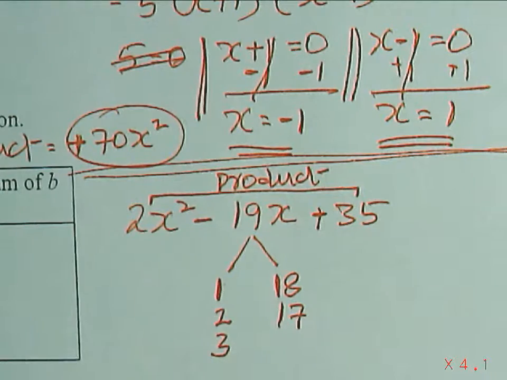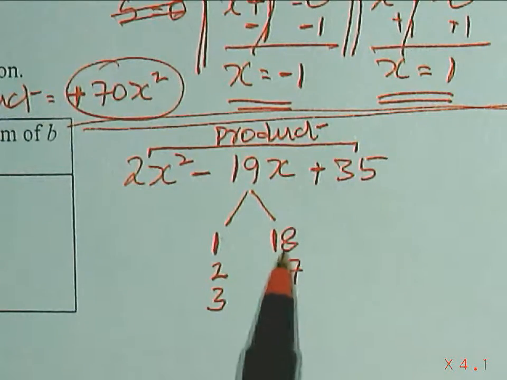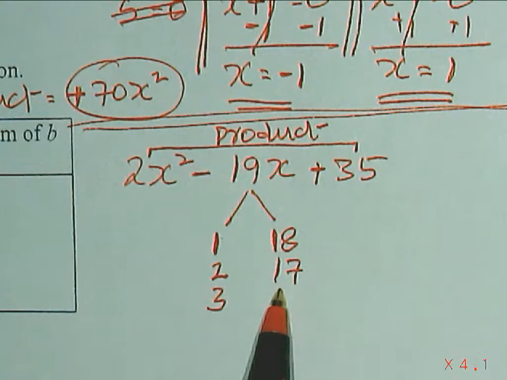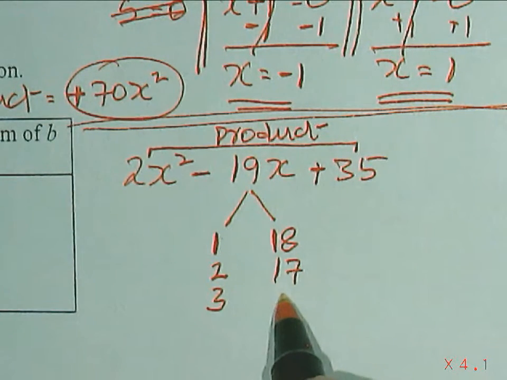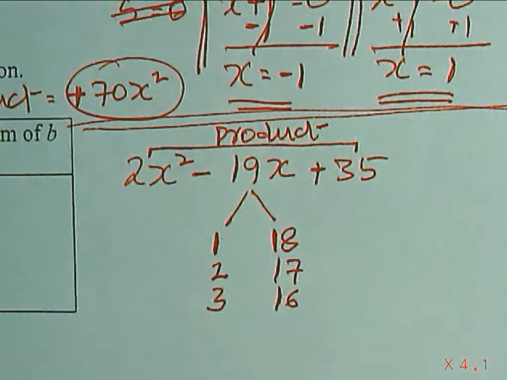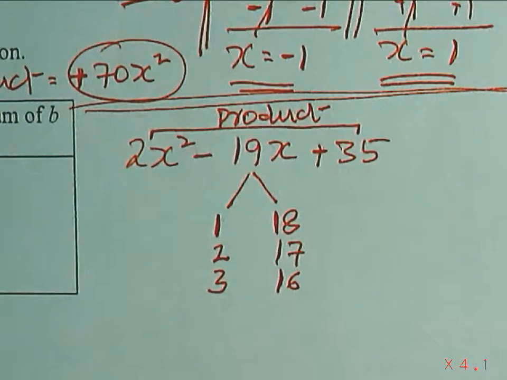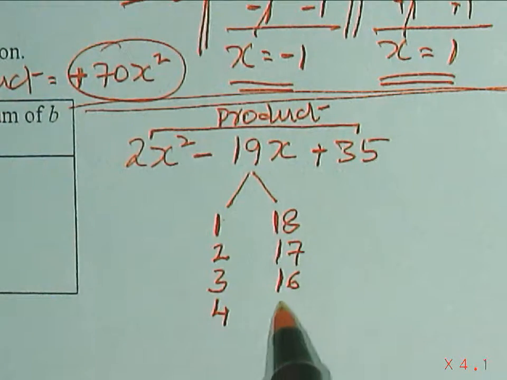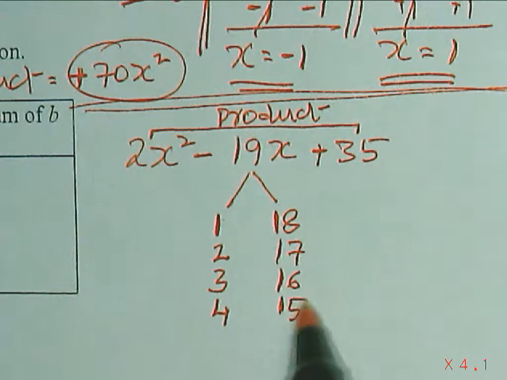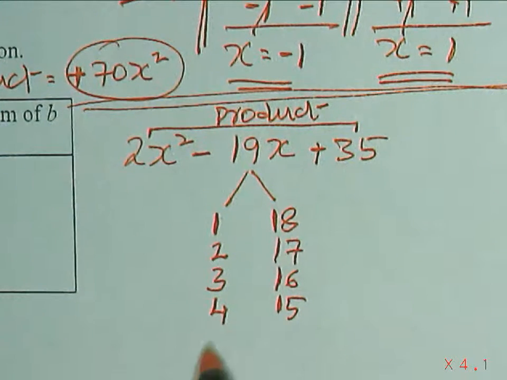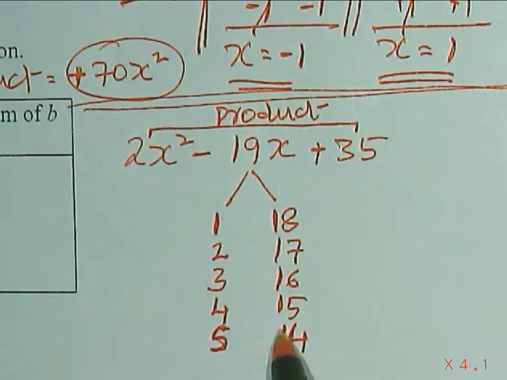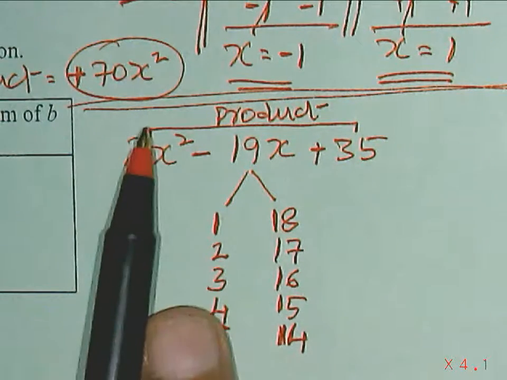Then 3. Observe the pattern that I'm increasing by 1 here and decreasing by 1 on the other side. So what number comes here? 16. 3 times 16 is 48. Then 4 times 15 gives you 60. Then 5 times what number? 14. If you want, check it on the calculator. 5 times 14 gives you 70.